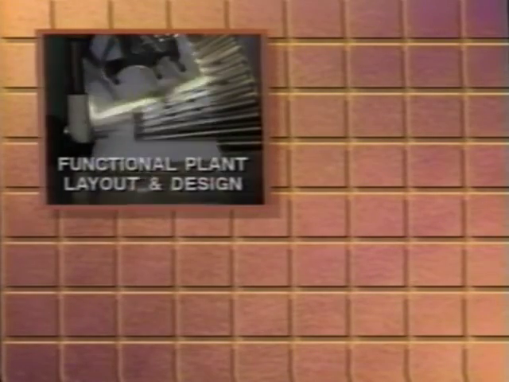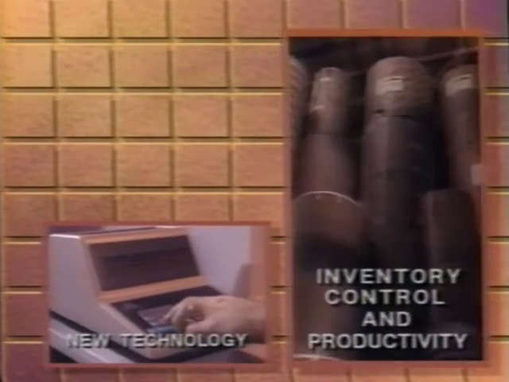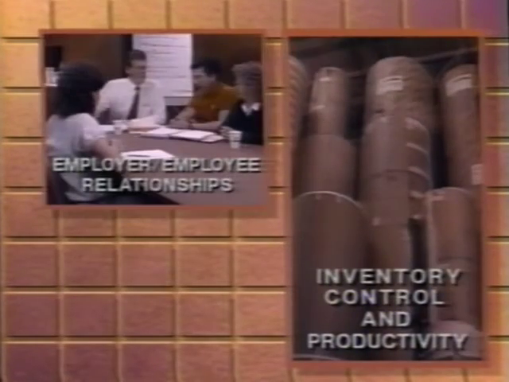With today's complexities, manufacturers must deal with a wide variety of internal and external factors. Some of these include functional plant layout and design, advances in technology, inventory control and productivity, employer-employee relationships, a greater awareness of quality control. U.S. manufacturing's successes or failures related to these important issues in the production process will determine the United States' position in the international marketplace.